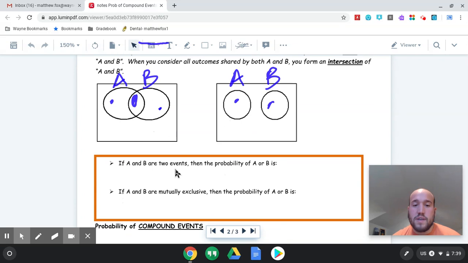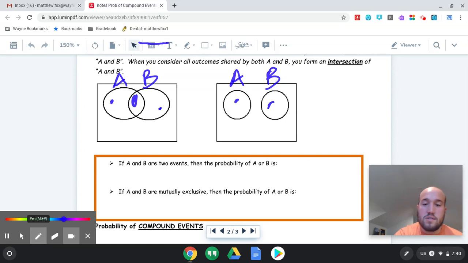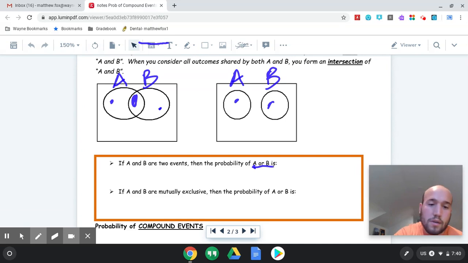If we were trying to figure out the probability of being in A or B, so either being in 10th grade or a boy, that would be the probability of A. We want to know the probability that you're in 10th grade. Then we're going to add the probability of B.